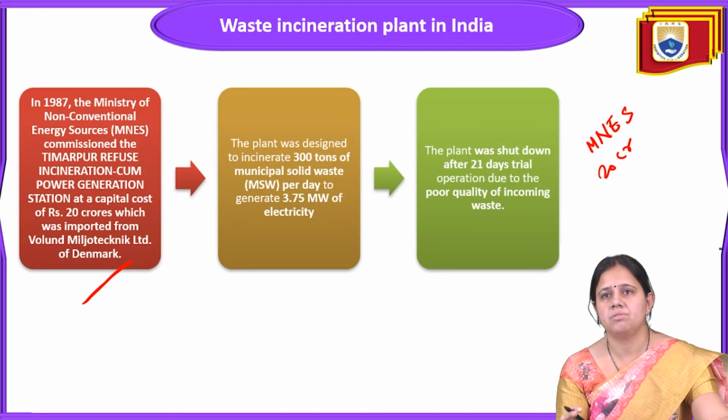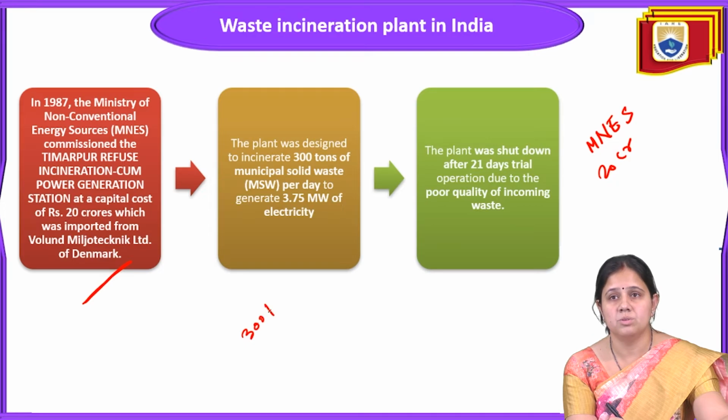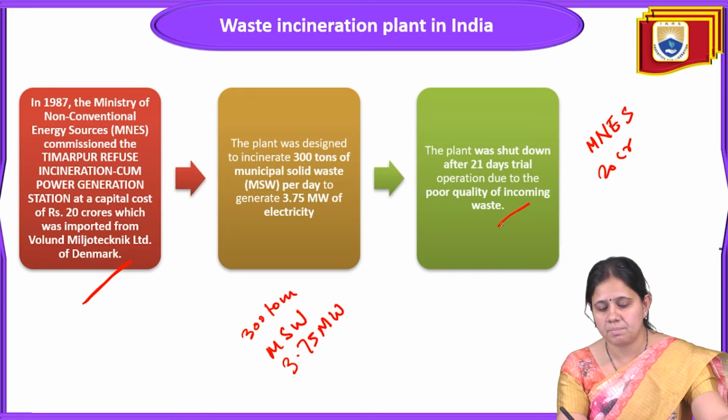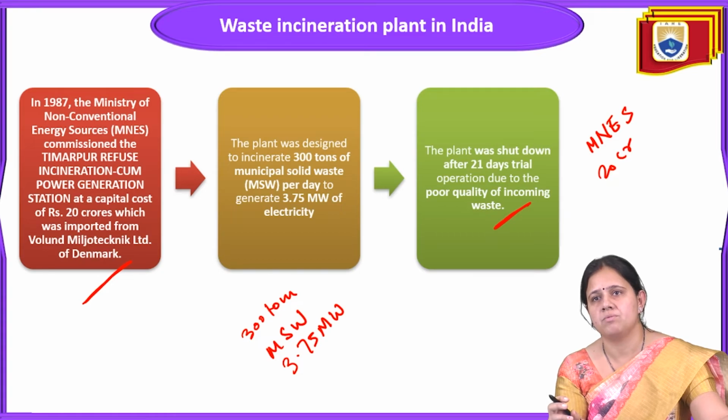It was designed to incinerate 300 tons of municipal solid waste per day to generate 3.75 megawatts of electricity. The plant was shut down after 21 days of supply due to the poor quality of incoming waste.